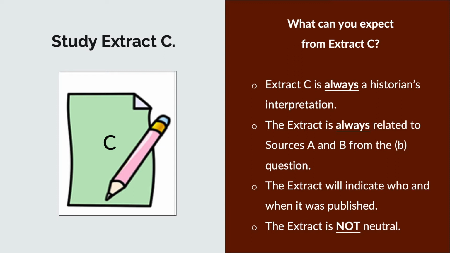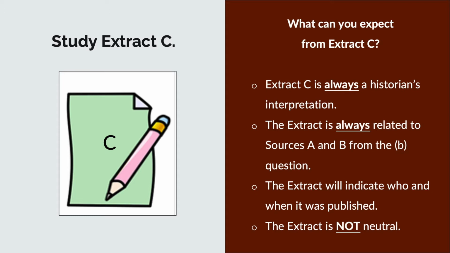Now, what are some of the things that you should expect from extract C? The first is that it's always from a historian, and it's written after the fact. And in theory, the historian has studied this period, has looked at many different sources, including views of other historians, and essentially has come up with a point of view or interpretation, as it's referred to.